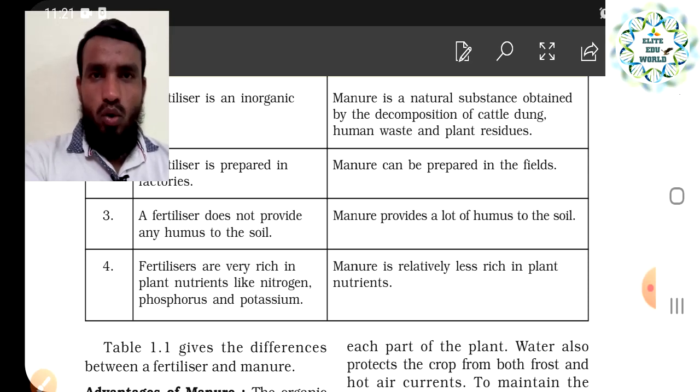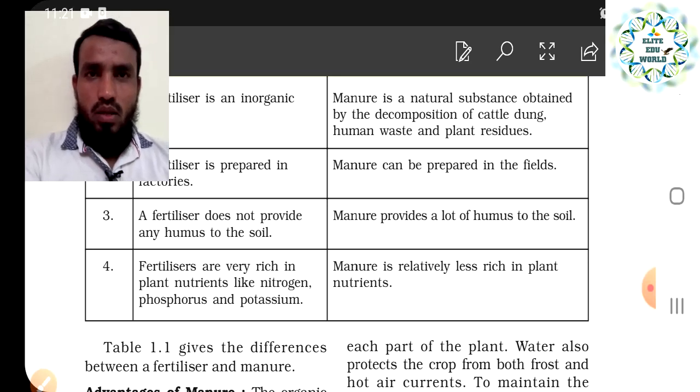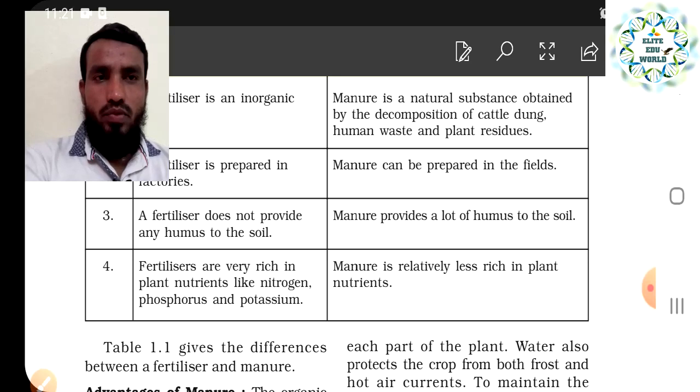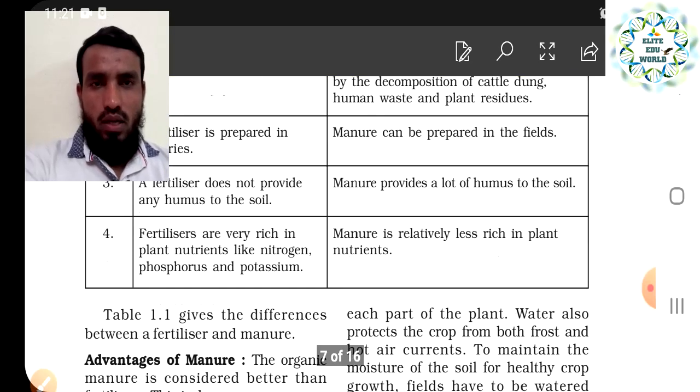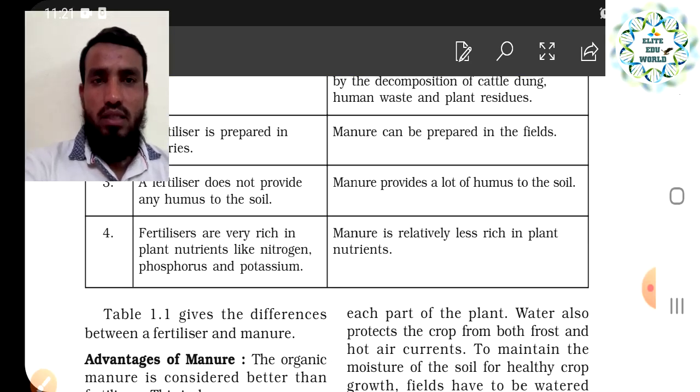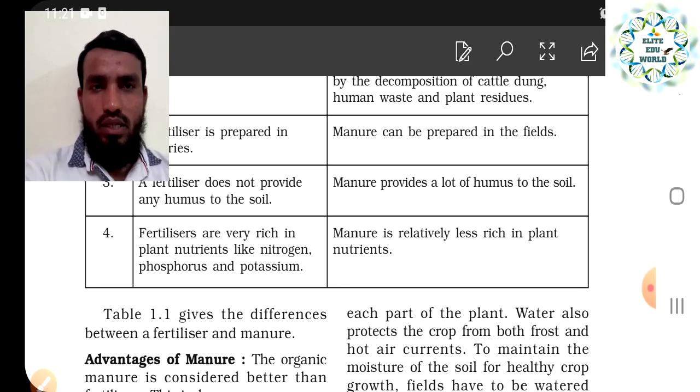The soil having more humus is very good for the plants. So humus is the additional advantage of our manure. It provides extra nutrients to the plant, and again it helps in fixing the humus layer of the soil. Now the number 4 point: fertilizers are very rich in plant nutrients like nitrogen, phosphorus and potassium.